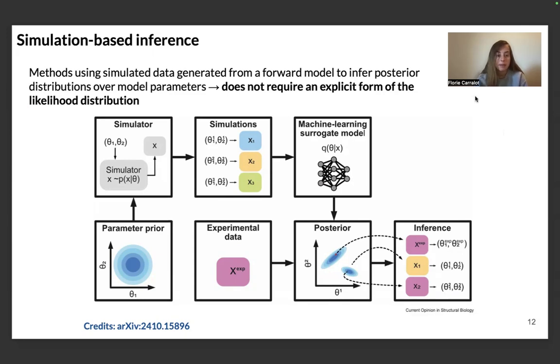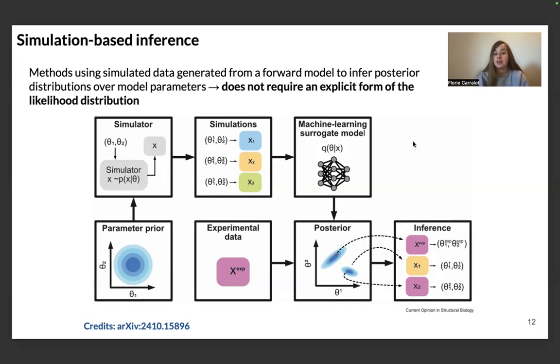So the first step in the SBI chain is to sample our model parameters from a prior distribution. We assume that we have prior knowledge on our parameters and we can sample them. So here we have theta 1 and theta 2. We sample those parameters and we give them to the simulator. The simulator is a function, a mechanistic model that takes as input parameter samples and outputs a simulation. So at this third step, you are able to produce simulations for different combinations of your parameter samples.